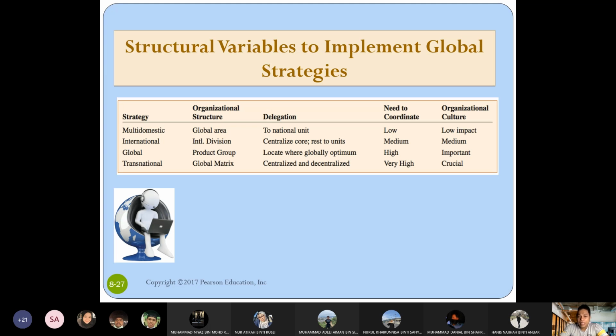Okay, and then for the organizational culture, for multi-domestic, a low impact. For the international, medium impact. For the global, a very important impact, and for the transnational, a very crucial impact. So that is different in terms of the structure you choose, based on the strategy you choose for the organization, whether you focus more on multi-domestic, international, global, or transnational.